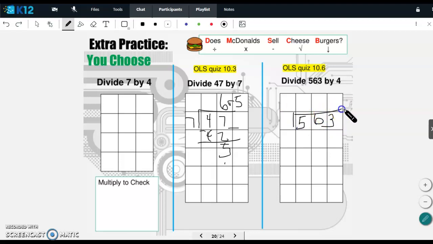563 divided by 4. 4 goes into 5 one time. Subtract 1. Bring down the 6. 4 goes into 16 4 times. 4 times 4 is 16. 0. I bring down my 3, and since I bring down my 3, 4 goes into 3 0 times. Since I brought the 3 down, I have to put this 0 here, okay? 0 times 3, and I get a remainder of 3, okay?